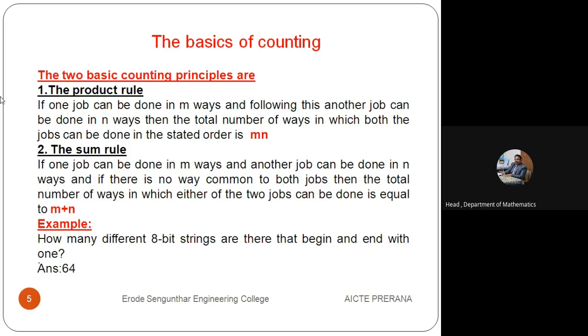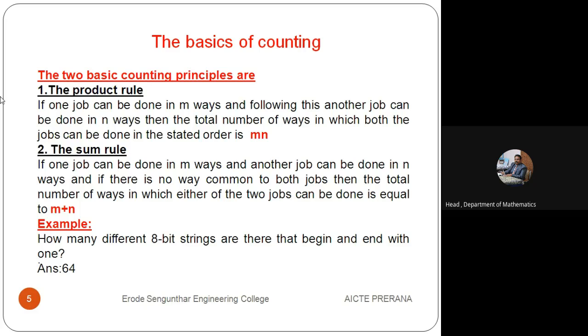Here the first job can be done in m ways and the second job can be done in n ways. If there is no way common to both jobs, then the total number of ways is m plus n. Okay, now we see one example.